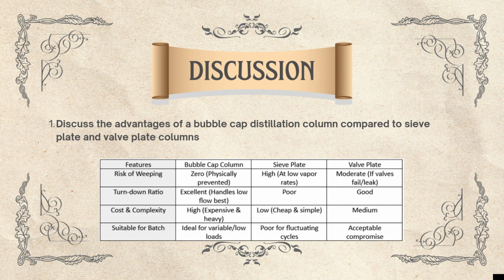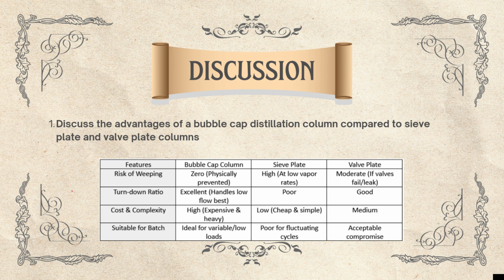In terms of weeping, bubble caps offer zero risk because their physical risers extend above the liquid level to maintain a positive seal even if vapor flow completely stops, whereas sieve plates suffer from high weeping risk at low vapor velocities, and valve plates carry a moderate risk if their moving components wear out or stick.